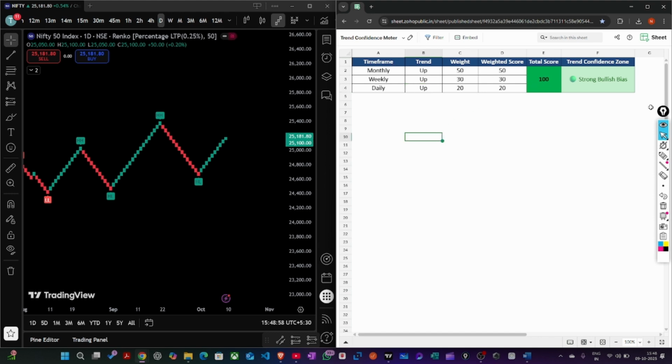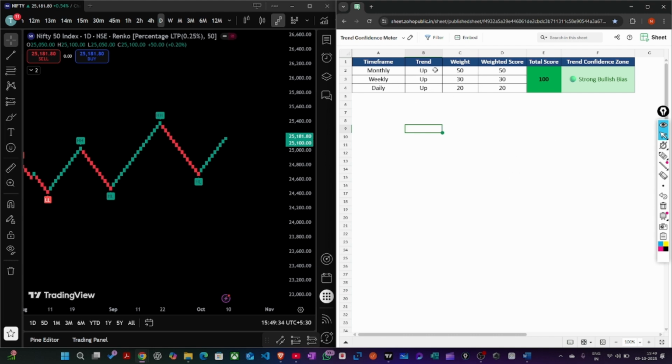So this trend confidence meter is telling me that, basis the trend, there is a high confidence that the market is moving higher. So I need to align myself with a direction that is on the higher end. In simple words, I have to align my trading decisions towards the macro trend, which is showing a bullish bias. So how does this trend confidence meter work?